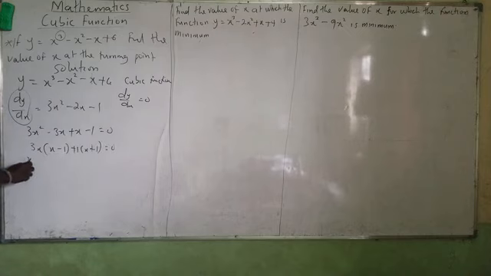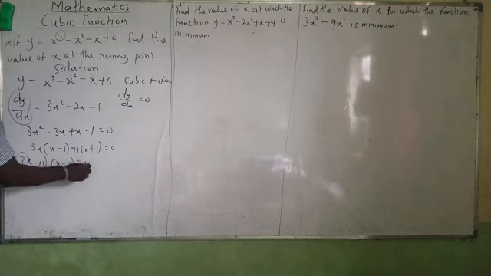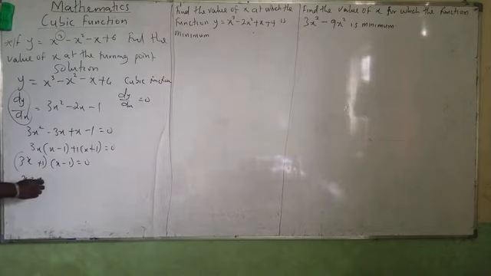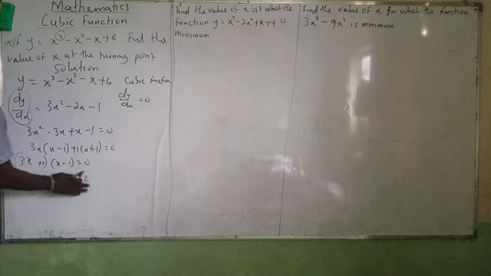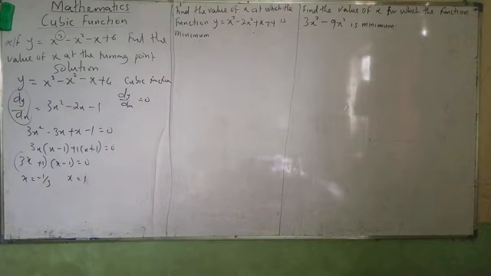Now, 3x plus 1 and x minus 1 equals 0. So my x equals minus 1 over 3, and x equals 1. That is what we are going to have. It means at the turning points, my x will be equal to these two values. Now, what is the point we are referring to?